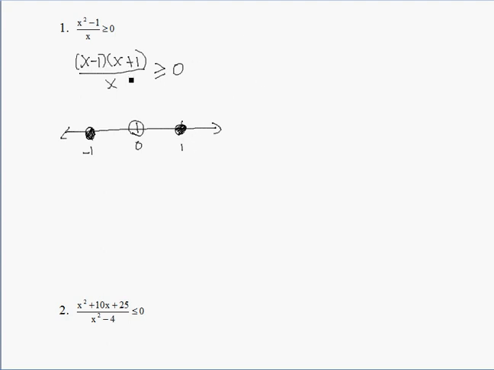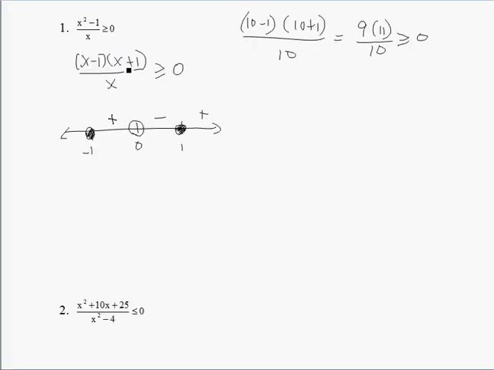So if I plug 10 into this function right here, I get 10 minus 1, 10 plus 1, all over 10. Well, that's 9 times 11 divided by 10, which I know is greater than or equal to 0. That's a positive number. So this is positive, and the sign changes because of the odd multiplicity of the x, odd multiplicity of the -1. So it's positive, negative. We want when it's greater than or equal to 0. So therefore, the regions we want is this region here and this region over here.